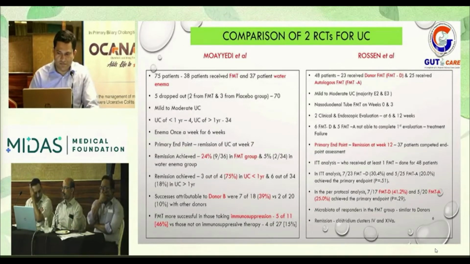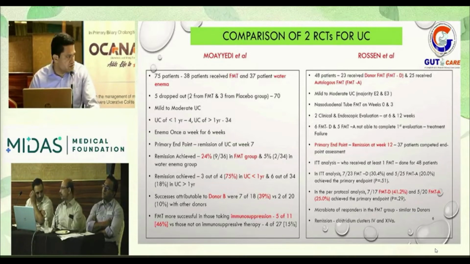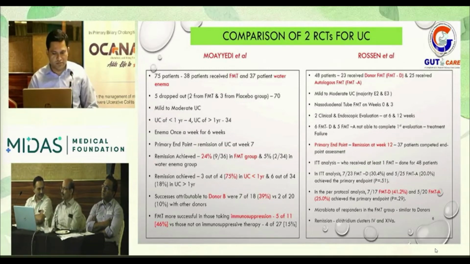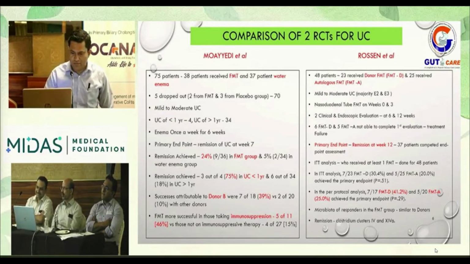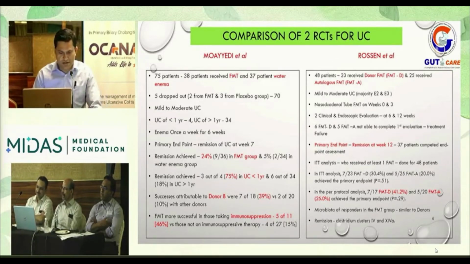There are 4 RCTs. We have taken 2 RCTs for comparison in UC. One is Moayyedi et al. and another is Rossen et al. Moayyedi had used FMT in a selected 70 patients: FMT in 36 patients, and another water enema as a placebo in 34 patients.